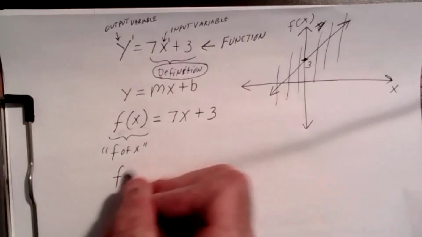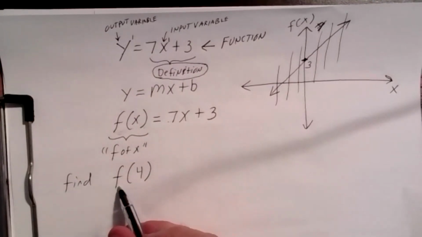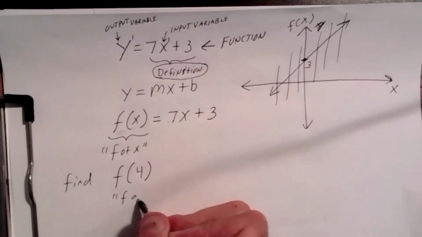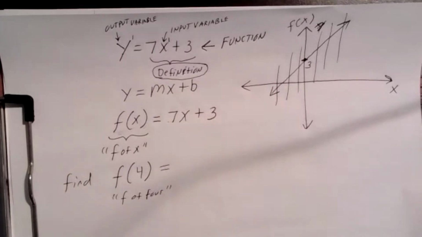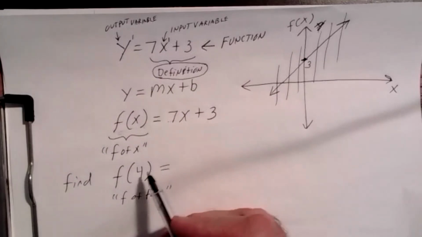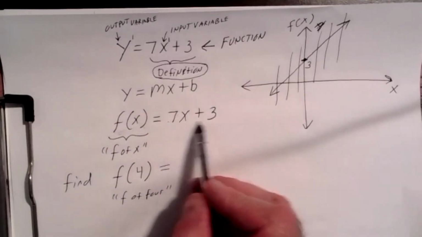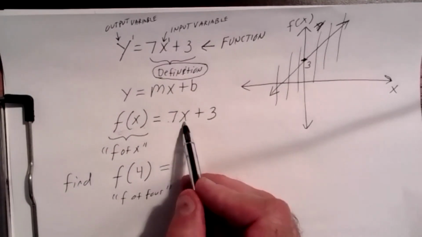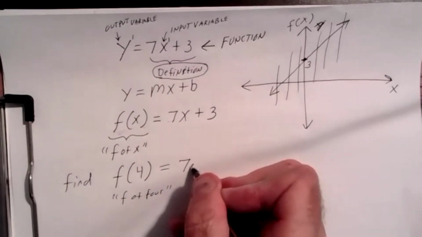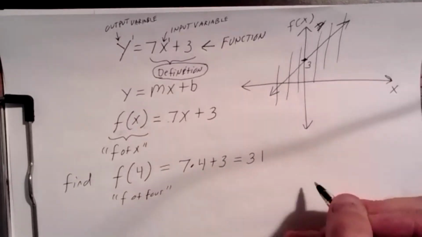If I give you this, ladies and gentlemen, what is this saying to do? If I say find f of 4, that's how you read what you're looking at, f of 4. How do we find f of 4? Enter 4 as x. We're putting 4 into our function, f of x. So x becomes 4, which means wherever you see x in the definition of the function, you replace x with 4. So f of 4 is going to be 7 times 4 plus 3, which gives us a value of 31.